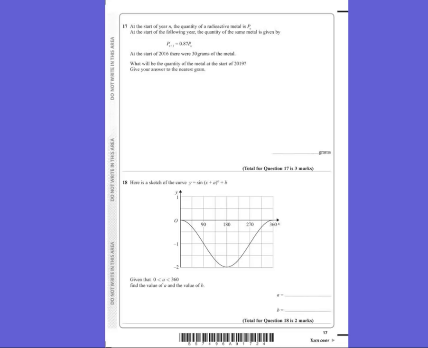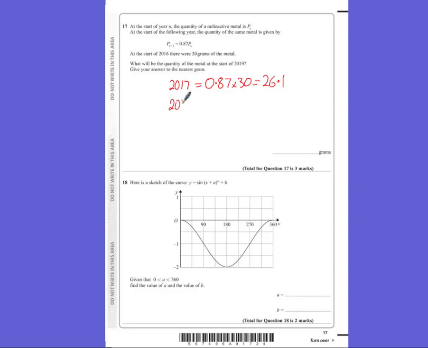Question 17. At the start of year n, the quantity of radioactive material is Pn. At the start of the following year, the quantity is given by Pn plus 1 is equal to 0.87 Pn. At the start of 2016, there were 30 grams of metal. What is the quantity at the end of 2019? So, first of all, if we use this equation, in 2016 there was 30 grams. So to work out 2017, we will do 2016 times 0.87. So 0.87 times 30, which gives us 26.1.